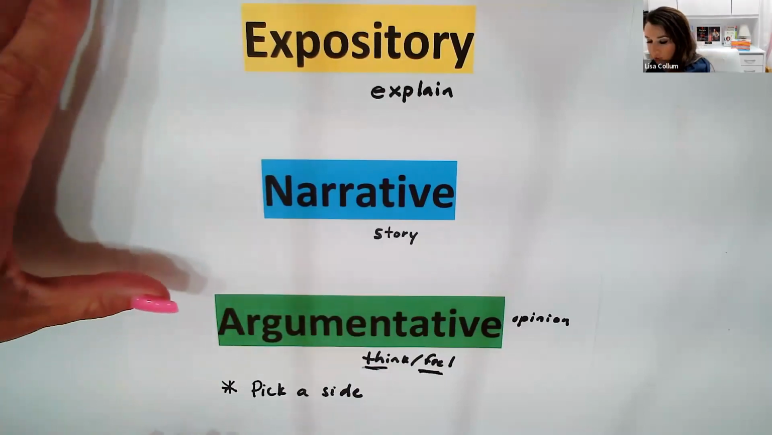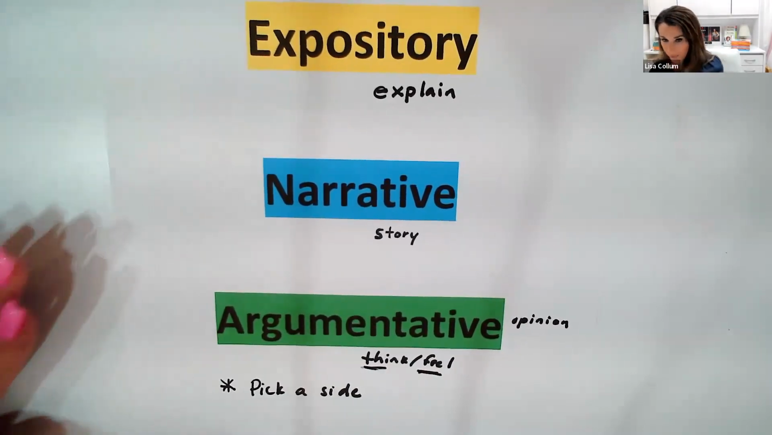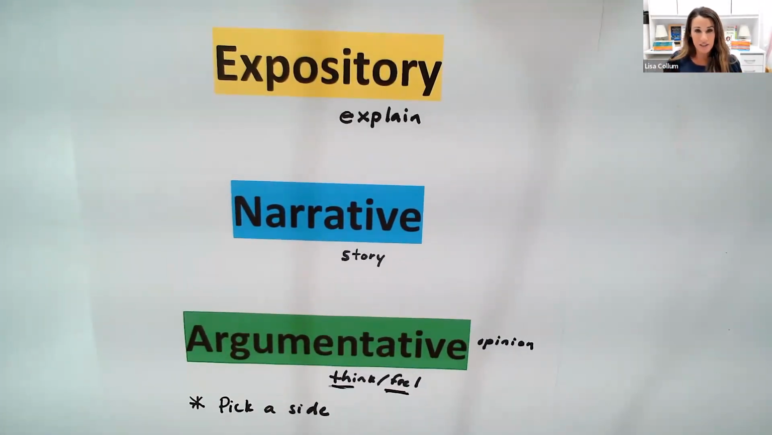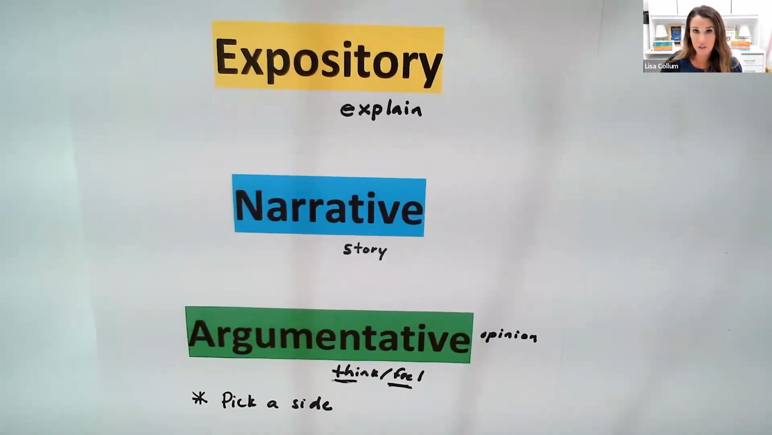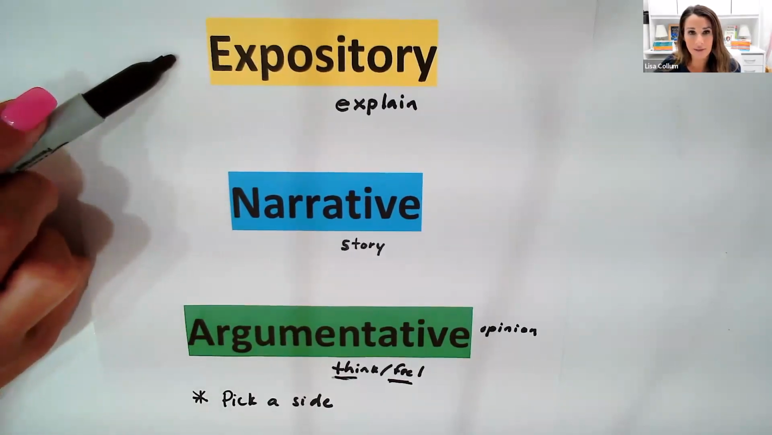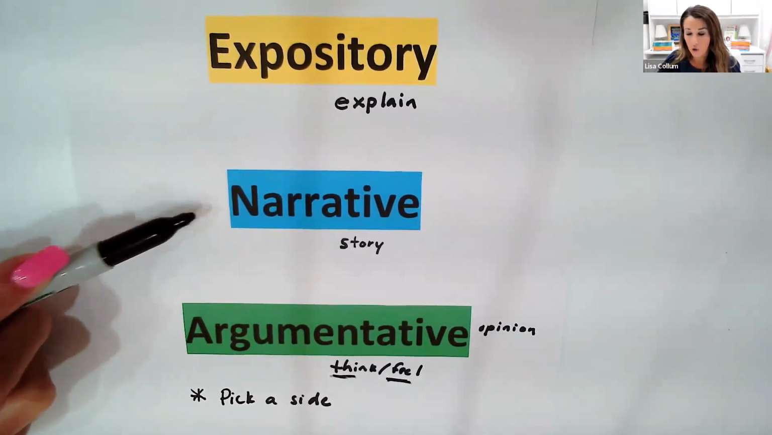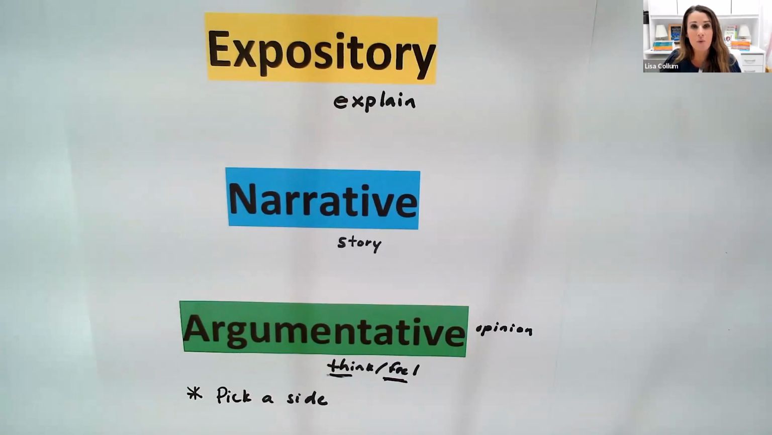Okay, so now I want to talk about, for each of these, you need to know which one you're going to be writing, right? You need to know, am I writing an expository essay? Am I writing a narrative essay? Or am I writing an argumentative essay? And the way that you find out that is by reading the prompt. Now, the prompt is just simply directions that tell you what to write about. And in every prompt, there are key words, okay? Those key words tell you what type of essay you're going to be writing.